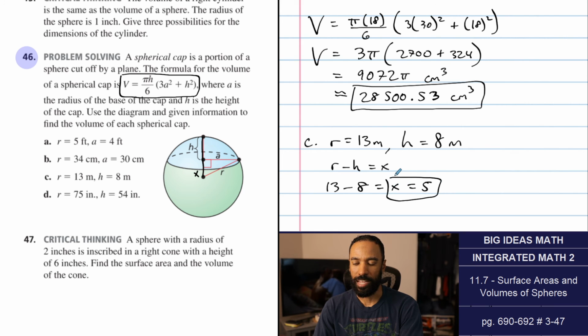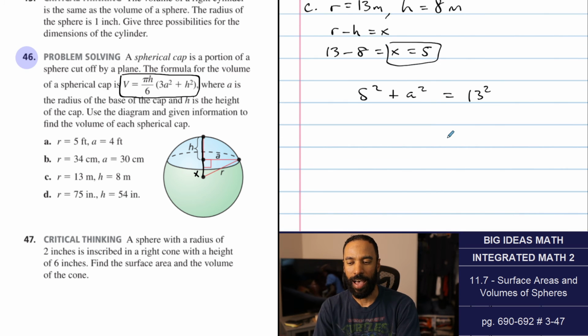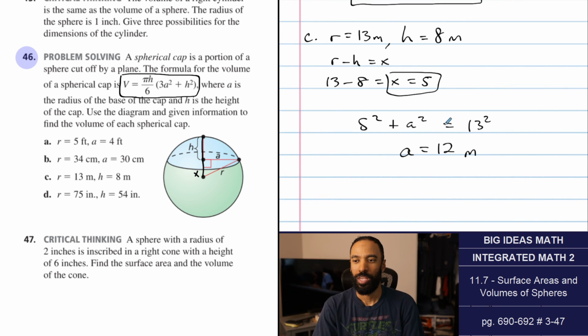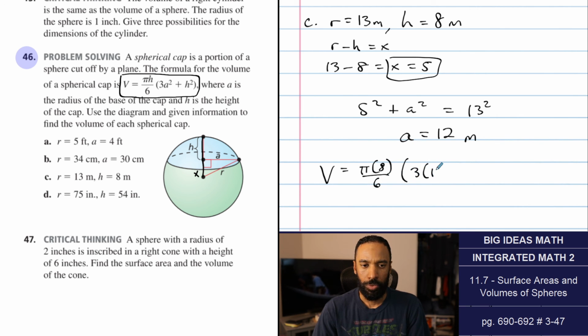Okay, I'm going to use that to find A. So that's 5 squared plus A squared equals R squared. This is a 5, 12, 13 Pythagorean triple, so A is 12. So A is 12, H is 8. Let's use that formula again. I have volume equals pi times 8 over 6. Not much of a reduction, but it is one. 3 times 12 squared plus 8 squared.